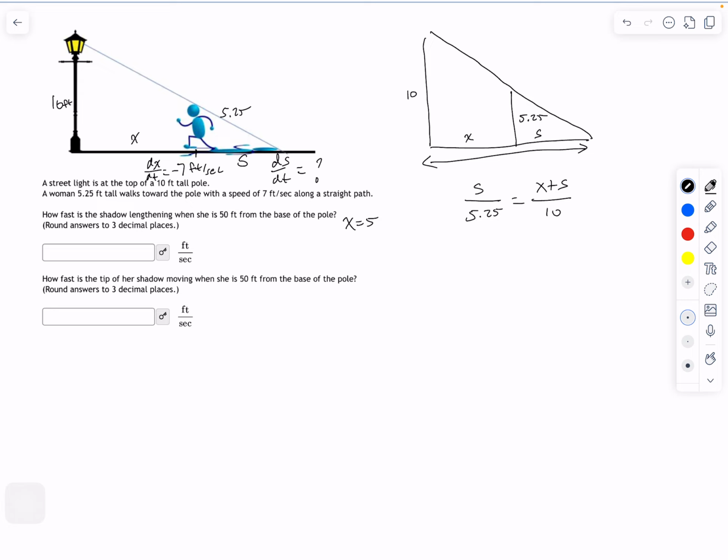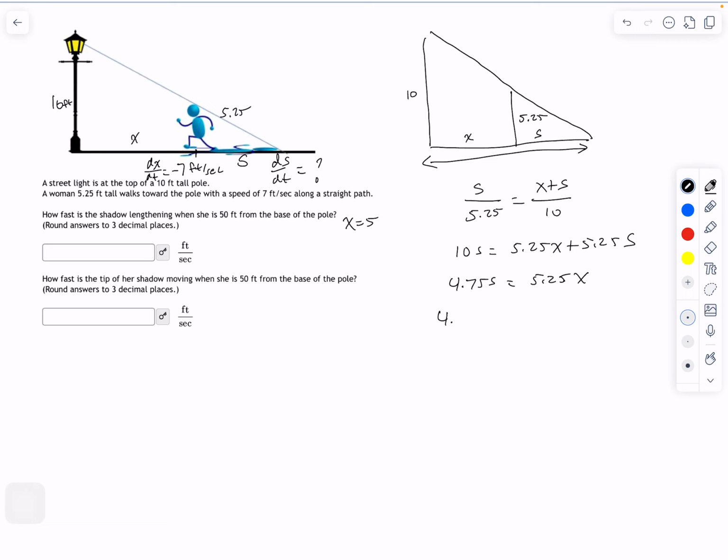If I take the derivative of x, you get dx over dt, and if you take the derivative of s, you get ds over dt. So we want those two things. Let's go ahead and distribute. We're going to cross multiply so we don't have any fractions: 10s equals 5.25x plus 5.25s. We'll move the s's to the same side, so it's 4.75s equal to 5.25x.